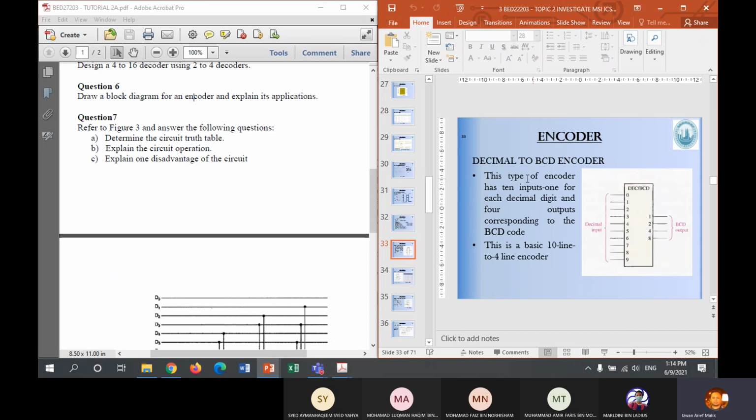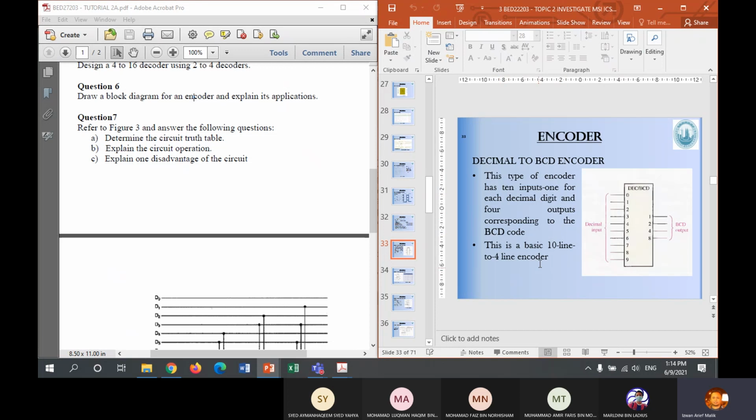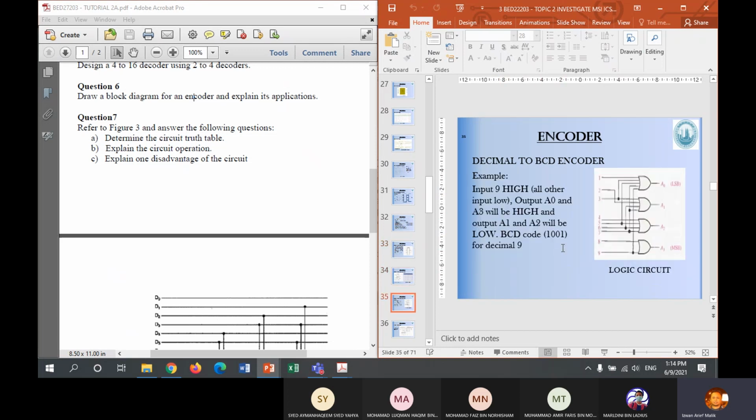Explain the circuit operation. Decimal to BCD. This type of encoder has... terangkanlah. Okay, terangkan benda ni. So terangkan input high, 9 high, all other inputs low. Bila output dia seperti yang di bawah ni. So BCD code 1001 for decimal. So you terang lah kalau macam ni kan, explain the circuit operation.